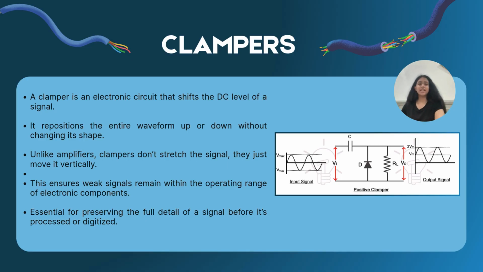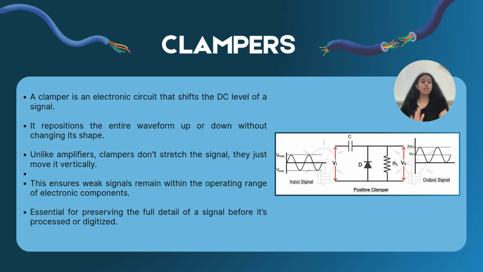Now, what exactly is a clamper? Although my other teammates have already talked about it, I will mention the role the clamper plays specifically in the pulse oximeter, where it's a circuit that shifts the voltage of an entire waveform either up or down without changing its shape. Imagine you have a heartbeat waveform like a roller coaster. A clamper lifts or lowers that whole roller coaster track while keeping the loops and dips exactly the same.